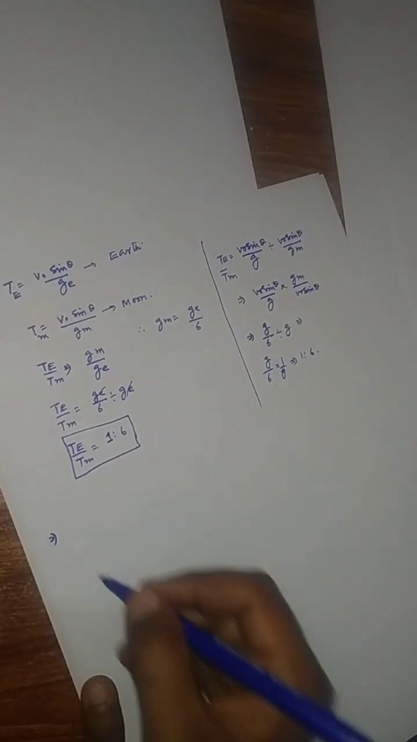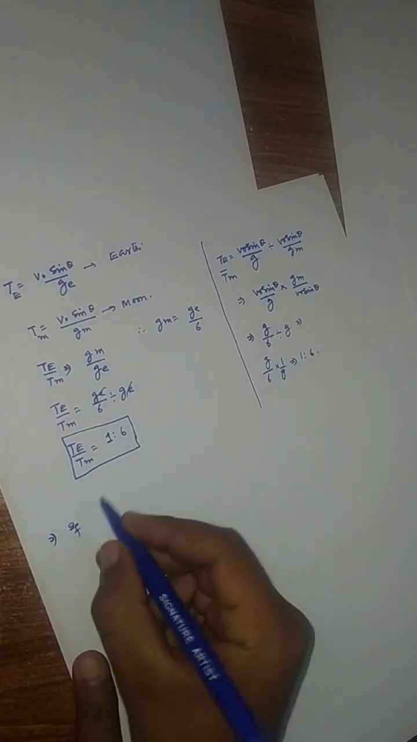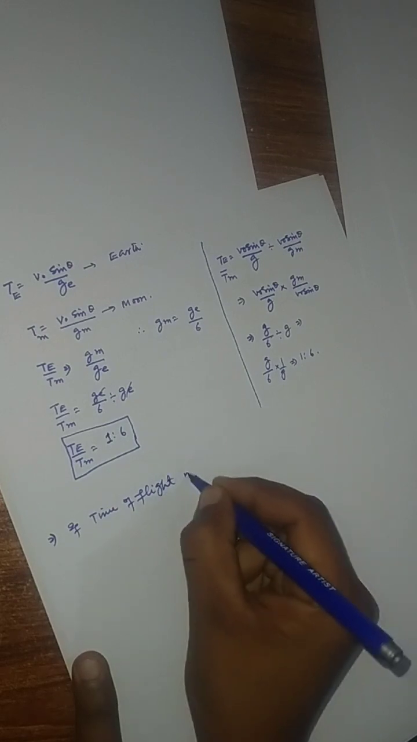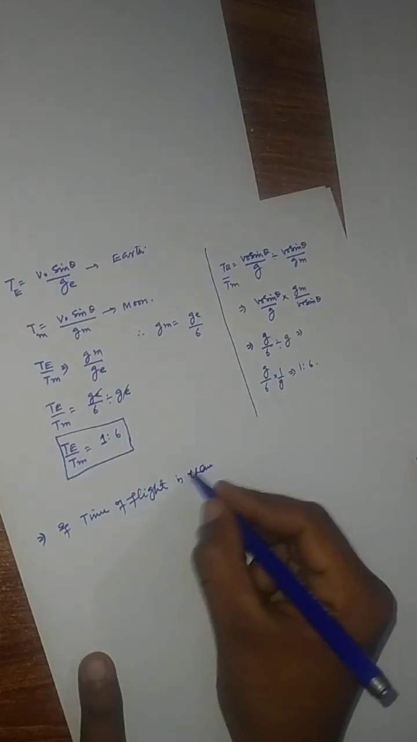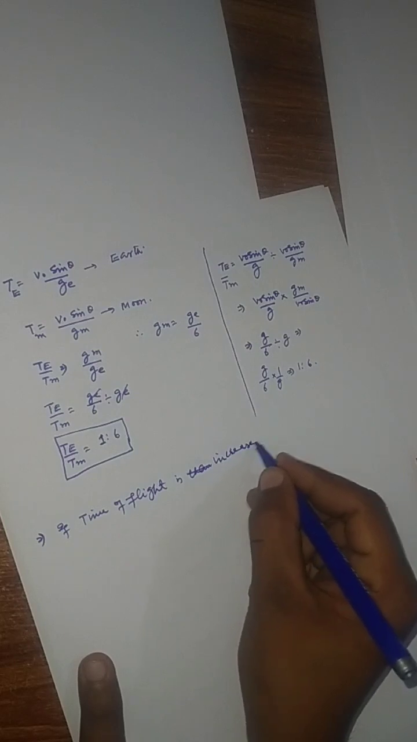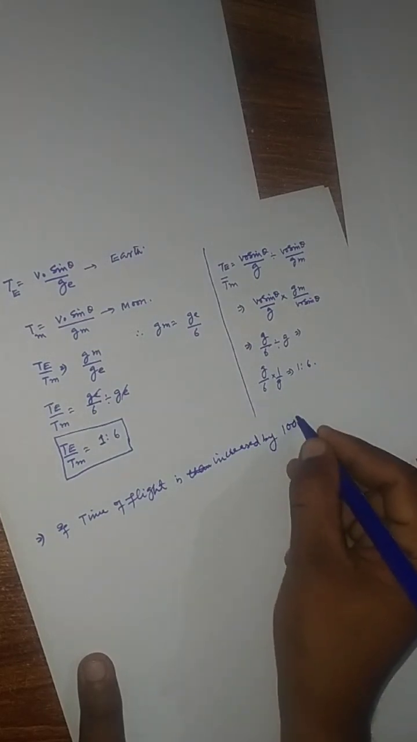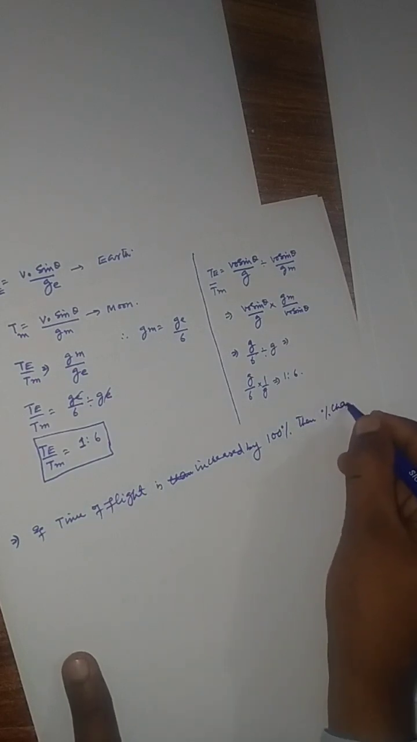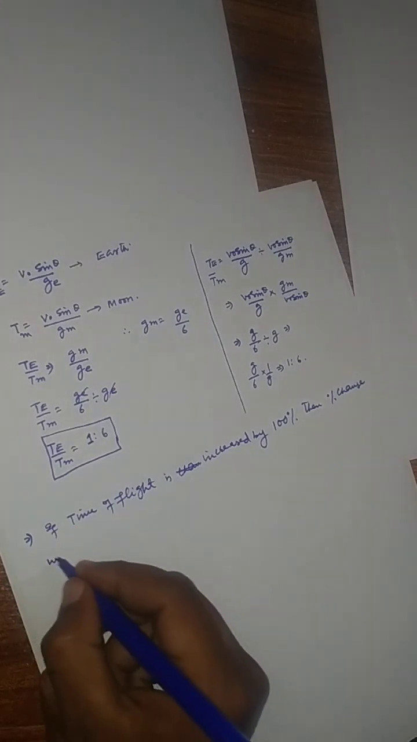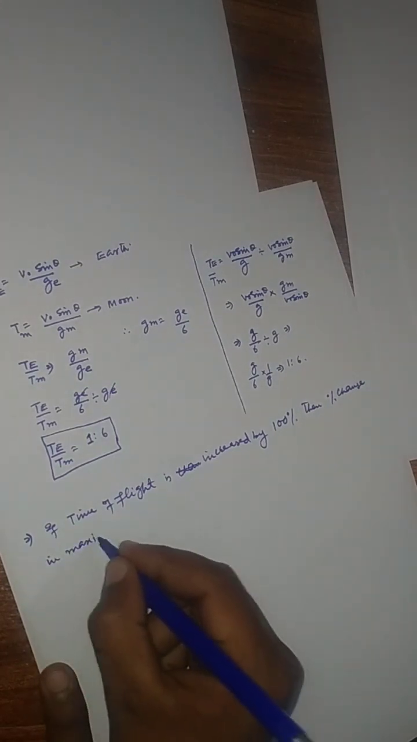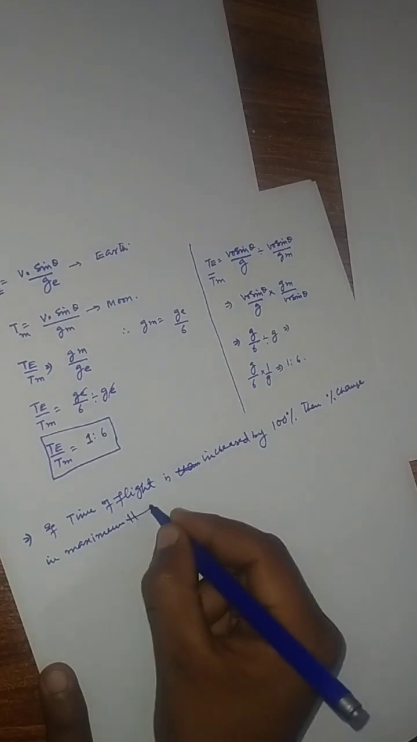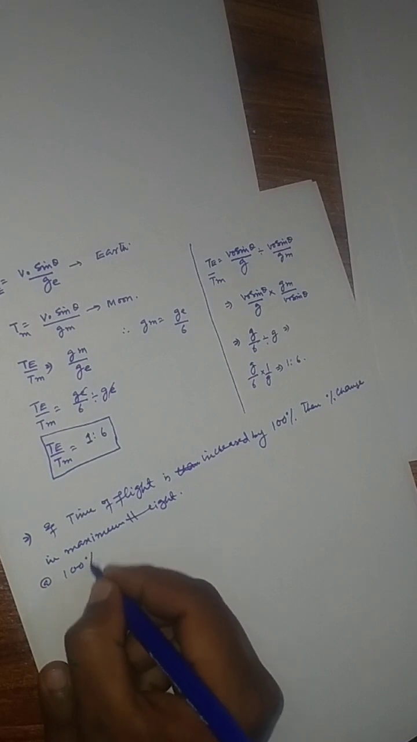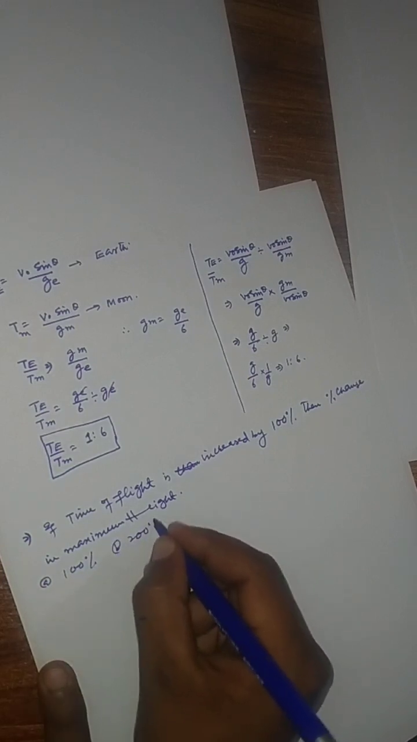अच्छा, उसके बाद अगर हम लें, if time of flight is increased by 100%, then percentage change in maximum height will be. Okay, so 100% or 200%, 300% or 400%.